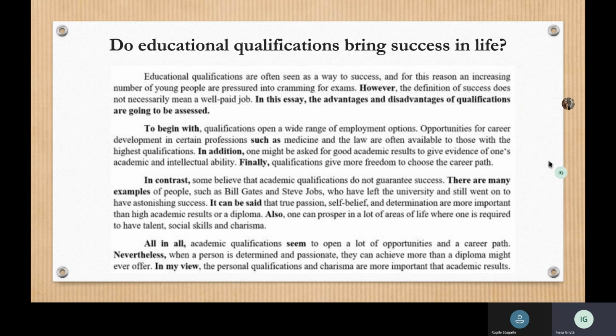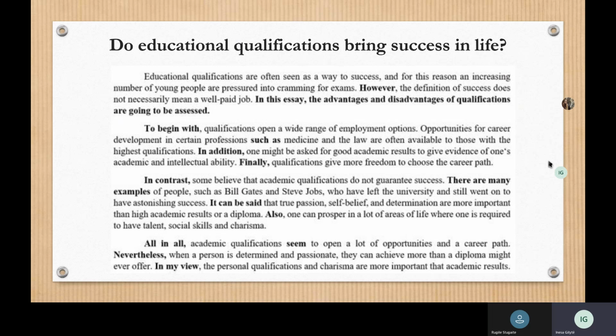Then again, you give examples. There are many examples of people such as this and that who have left the university and still went on to have astonishing success. Then you give another two additional examples that support your main idea of why qualifications do not guarantee success.